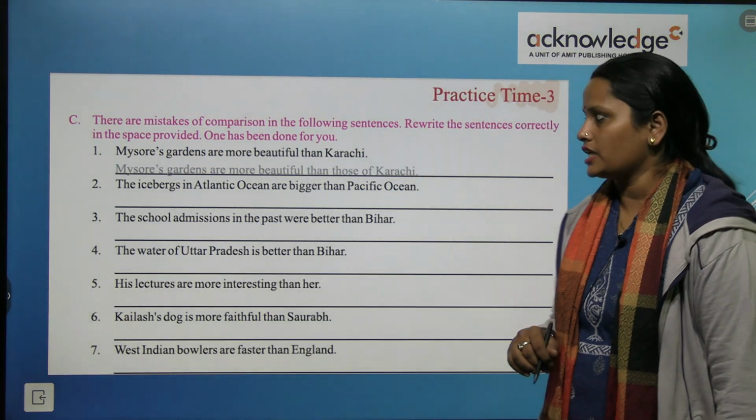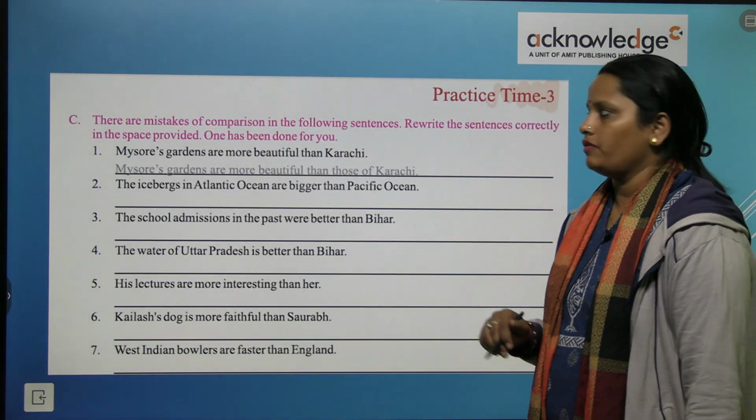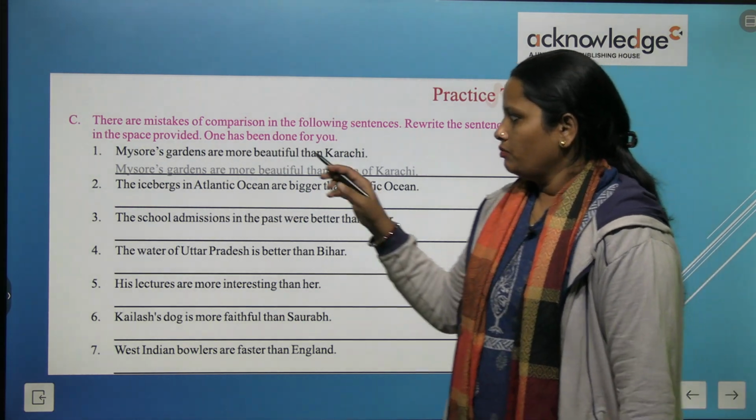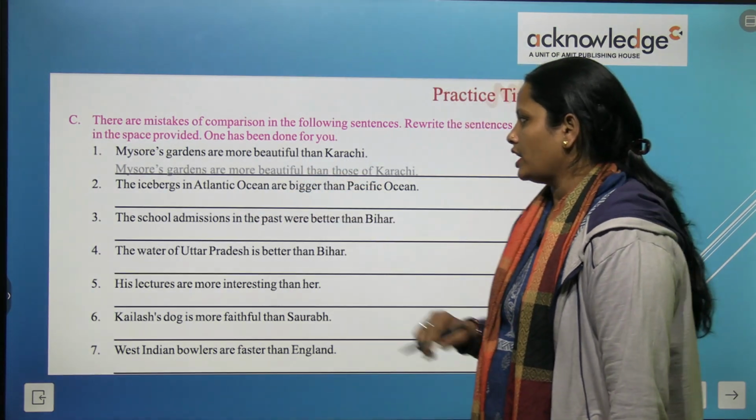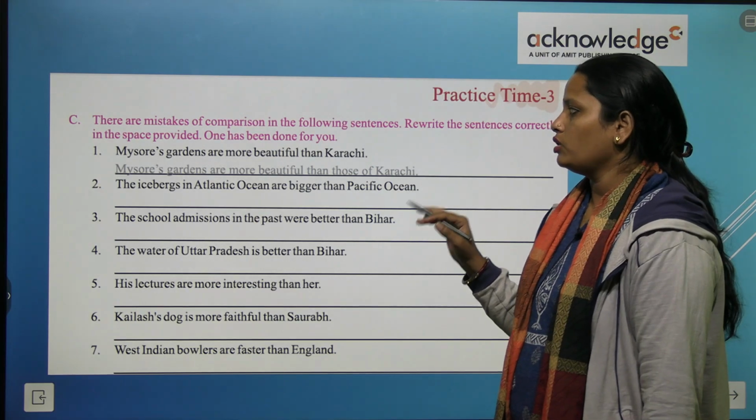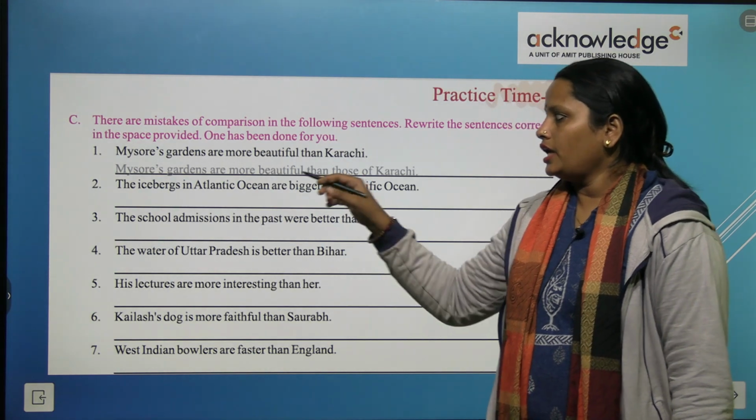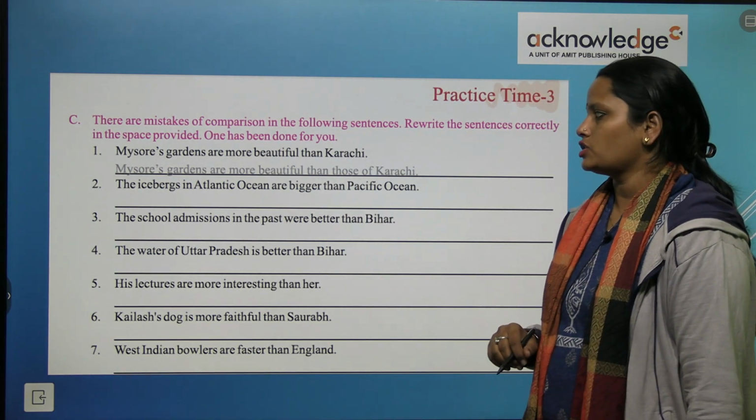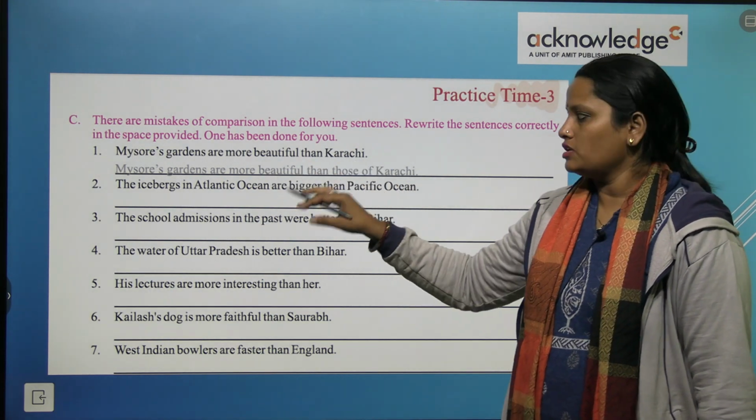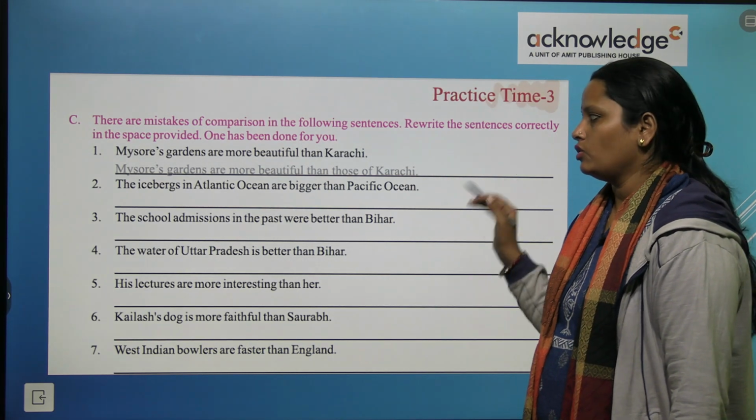Now we have to complete these exercises, children. There are mistakes of comparison in the following sentences. We write the sentences correctly in the space provided. Mysore's garden are more beautiful than Karachi. So what is written after correcting it? Mysore's gardens are more beautiful than those of Karachi. Now the next question: the icebergs in Atlantic Ocean are bigger than Pacific Ocean. We do the same. The icebergs of Atlantic Ocean are bigger than those of Pacific Ocean.